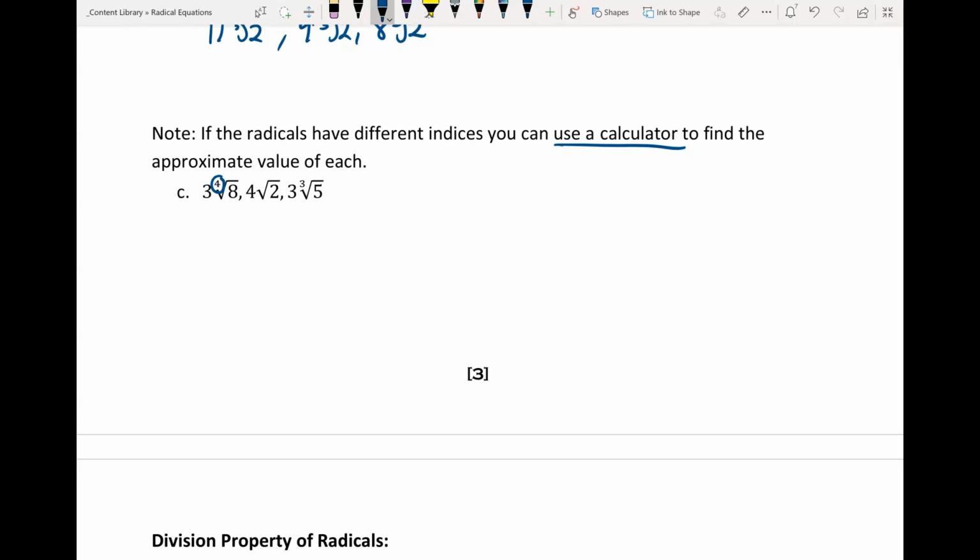So 3 times the 4th root of 8 is about 5.045 when you put that in the calculator. 4 root 2 is about 5.66, and lastly, 3 cube root of 5 is about 5.13. So now we're going to order this from greatest to least. Our greatest one is going to be 4 root 2. Then our next one is 3 cube root of 5. And then our smallest is 3 times the 4th root of 8.